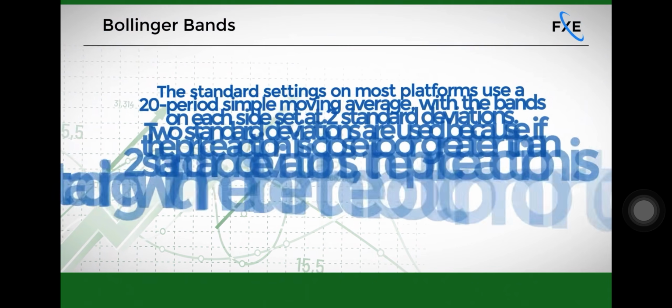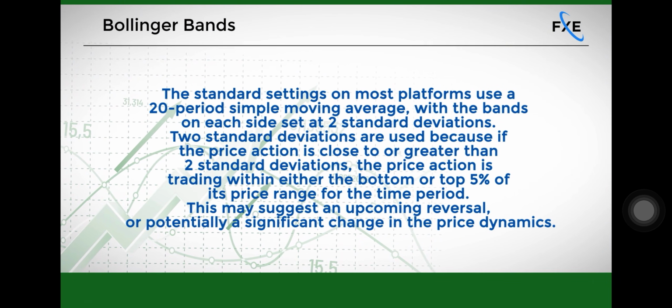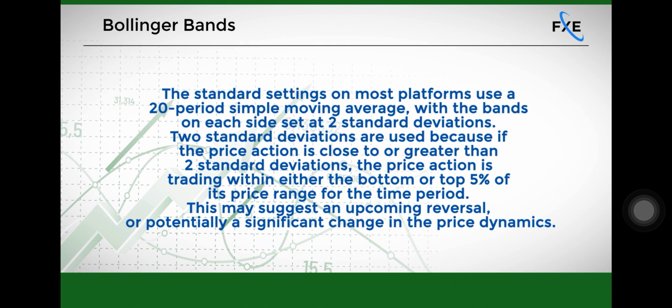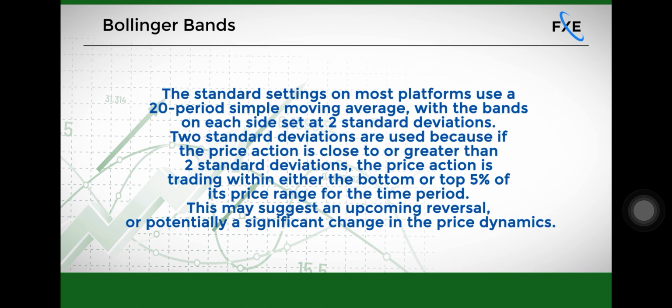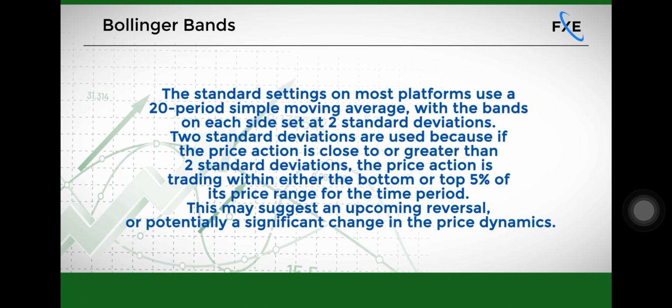The standard settings on most platforms use a 20-period simple moving average, with the bands on each side set at 2 standard deviations. 2 standard deviations are used because if the price action is close to or greater than 2 standard deviations, the price action is trading within either the bottom or top 5% of its price range for the time period. This may suggest an upcoming reversal or potentially a significant change in price dynamics.